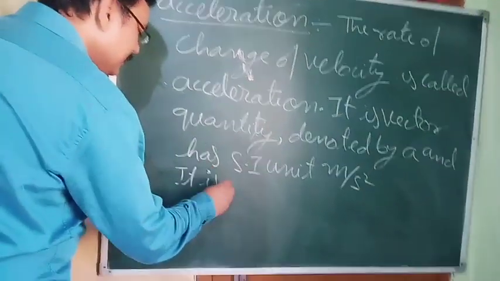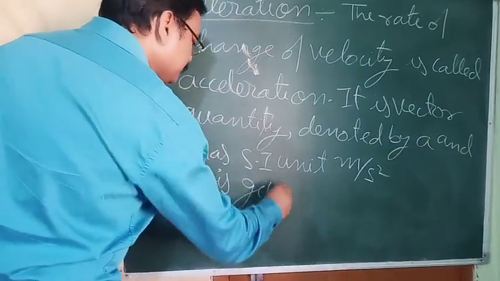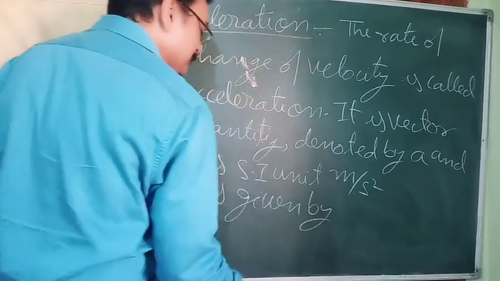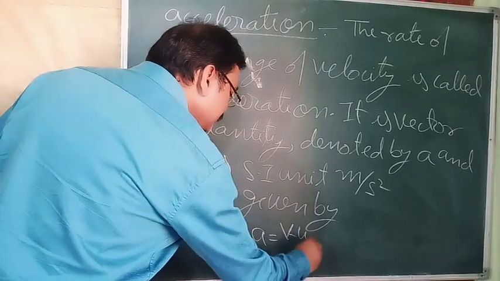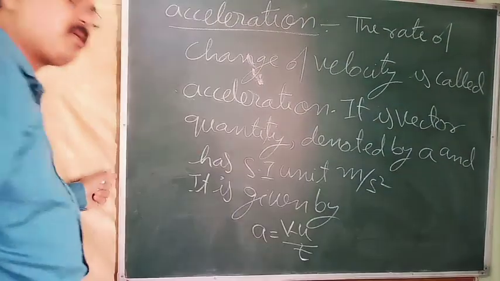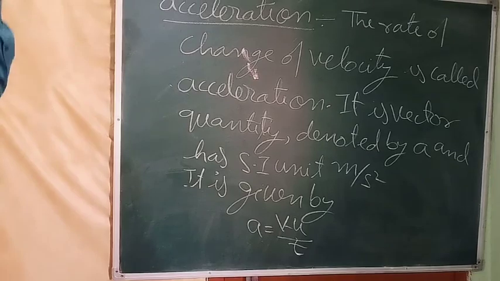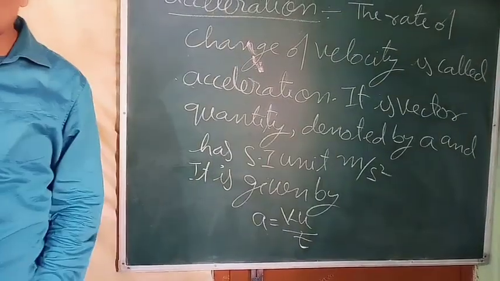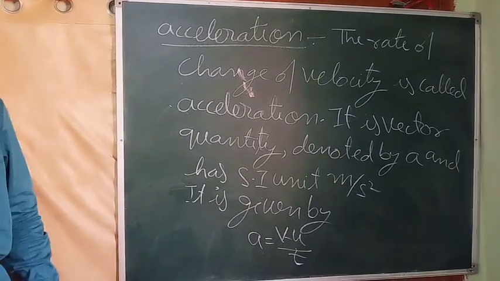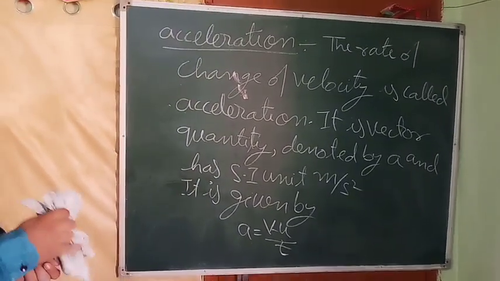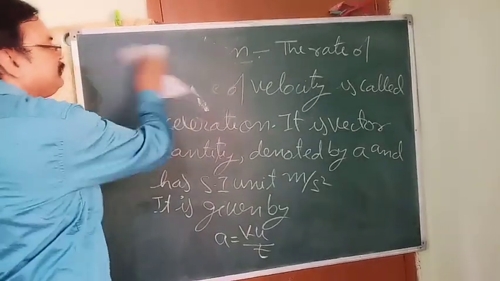It is given by a = (v - u)/t. Now, you might be wondering what is this u and what is this v. Time, you are very much familiar with this time t.